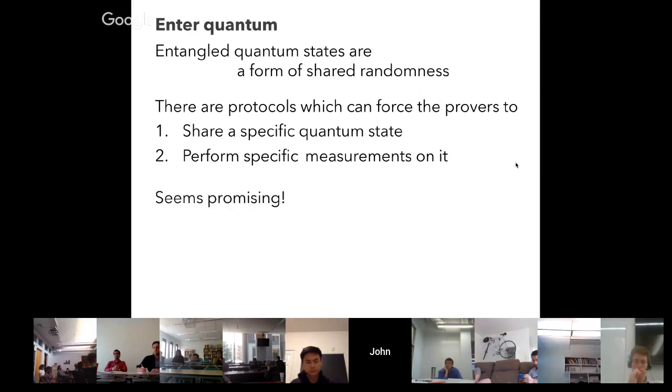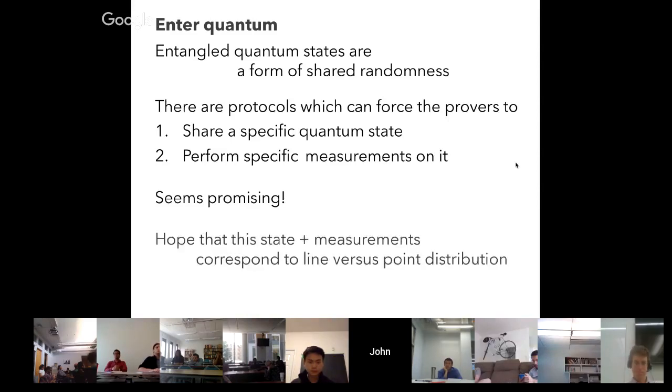Okay, so this seems promising. This gives us some leverage on the provers. And really all that we're hoping is that we can find some sort of quantum protocol which roughly corresponds to the line versus point distribution.